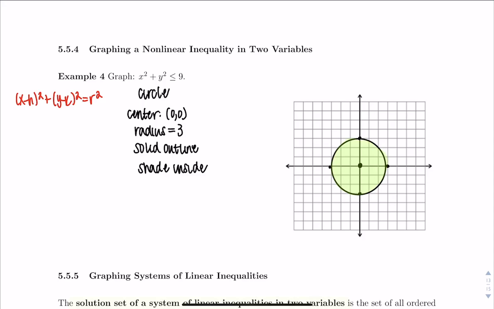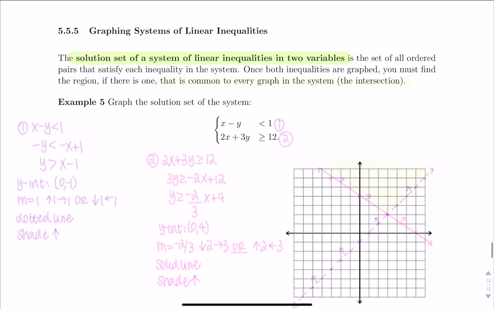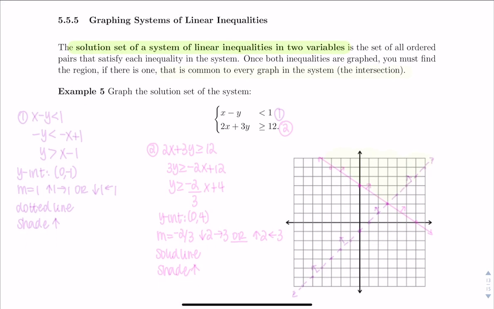And so the solution set of a system of linear inequalities in 2 variables is the set of all ordered pairs that satisfy each inequality in the system. Once both inequalities are graphed, you must find the region, if there is one, that is common to every graph in the system, or the intersection. So let's go ahead and try this with x minus y is less than 1, and 2x plus 3y is greater than or equal to 12.